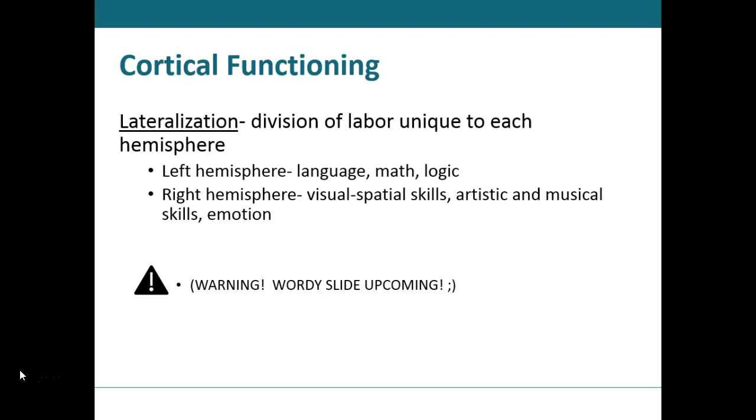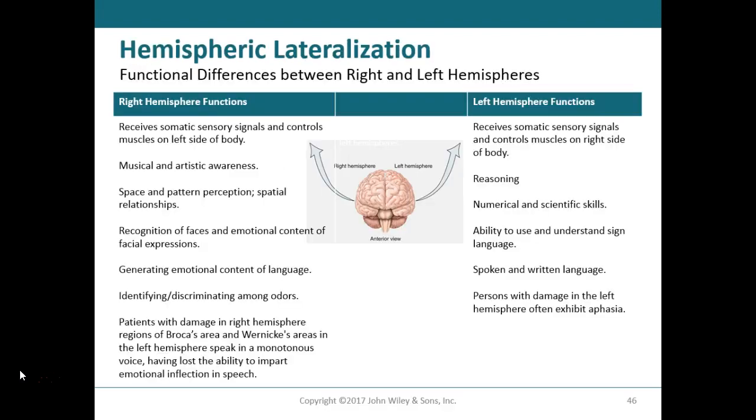So on the next slide, and warning, it's a very wordy slide, we'll see some of those functions as divided out between the hemispheres. As we mentioned briefly, you can see the right hemisphere is going to receive and control the muscles on the left side of the body, whereas the left hemisphere receives information and controls the right side of the body. So remember, contralateral: receiving stimulus and controlling the opposite side.